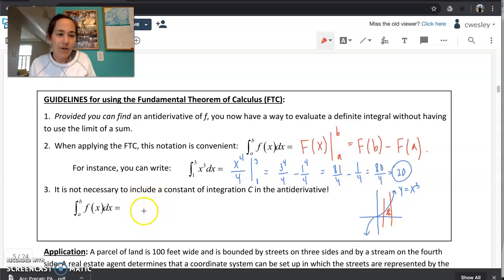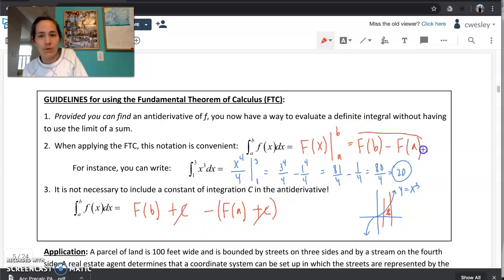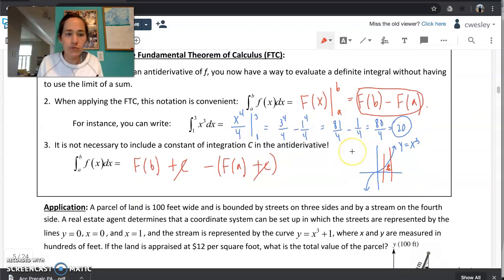And we've actually already gone over the third guideline that you don't need a plus C when it's a definite integral. Really, you'd have the antiderivative evaluated at the upper limit of integration plus a C, but then you're subtracting it evaluated at the lower limit plus a C as well. C's are always going to cancel, and you have what you wrote up here. Nice guidelines to try these problems by.